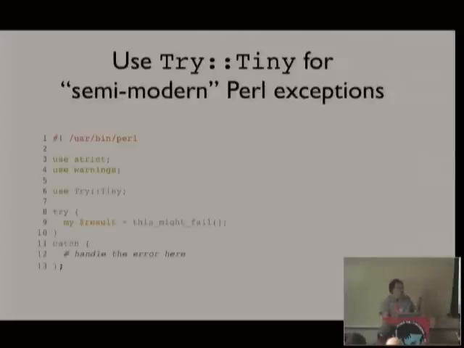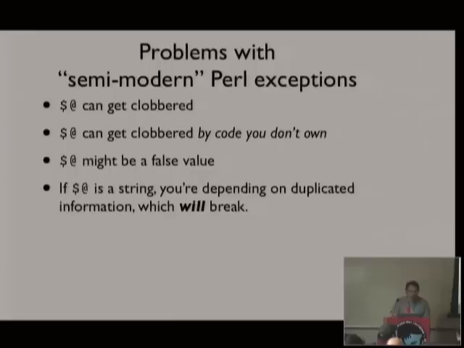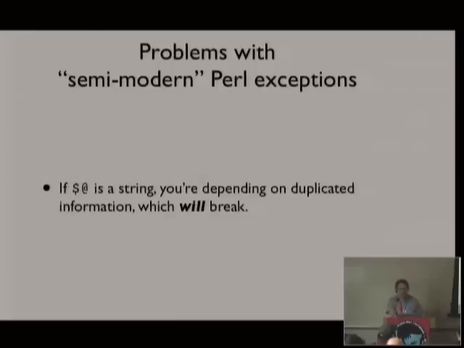So that's what the previous code, rewritten to use Try::Tiny, looks like. You have a try block, and then a catch block. And if an exception gets thrown by this code, you'll end up down here. Semicolon, big red semicolon, very important. So that solves those three problems.